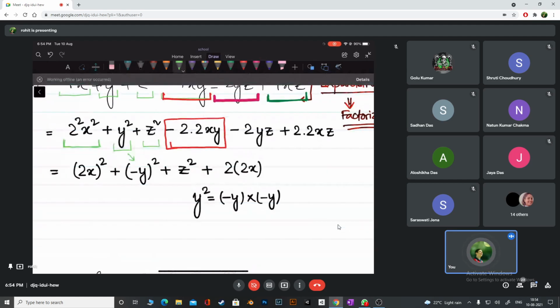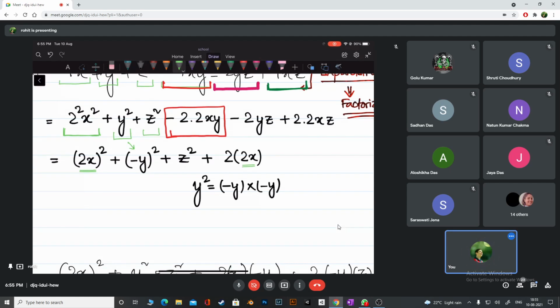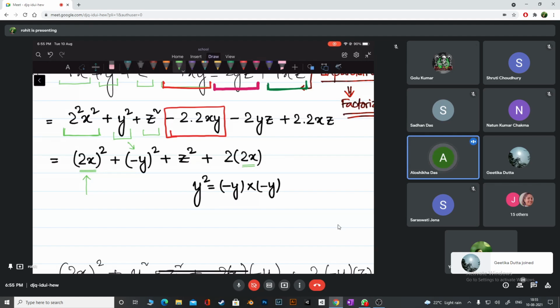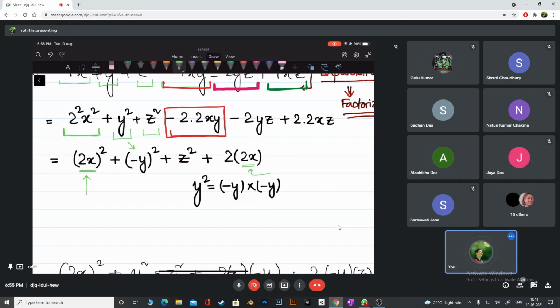But why did I write it together with x? Look here. Why did I write it together with x? Because look at our first number. Our first number is what? 2x. Yes or no? Look at our first number. What is our first number here? 2x square. So 2x, okay? So here also we have to write 2x.